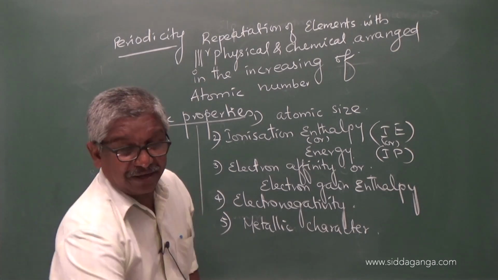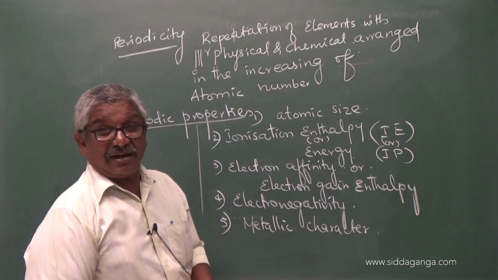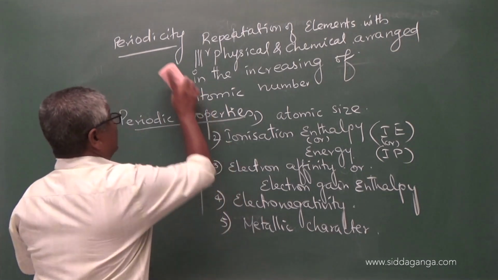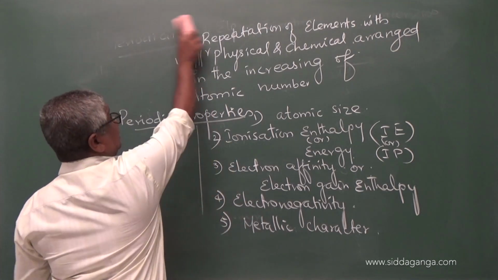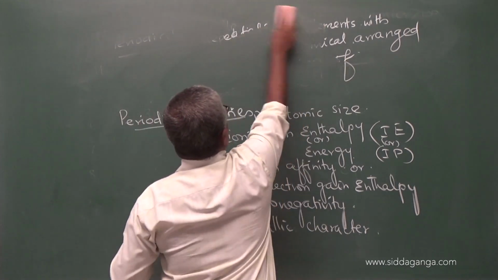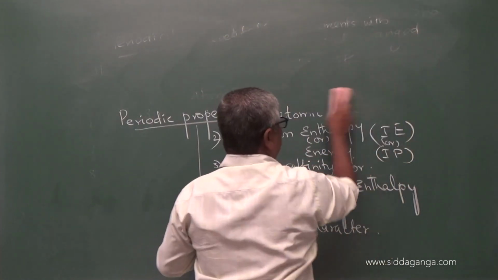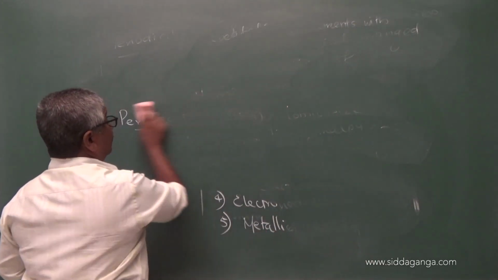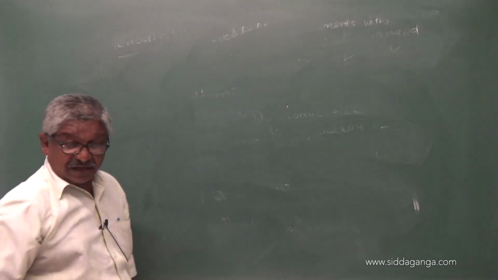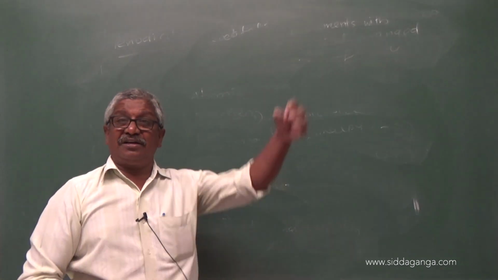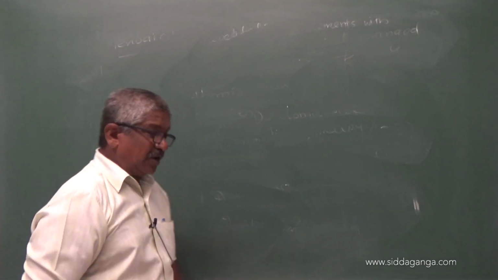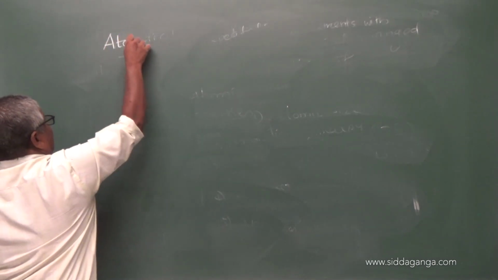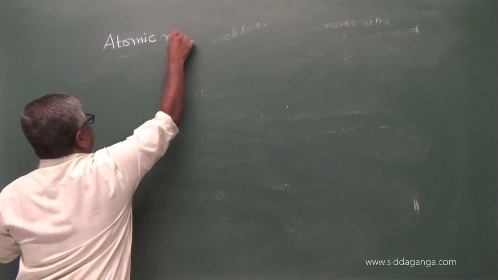First, we will go for the atomic size or atomic radius. So, what is periodicity? Repetition of elements with similar properties arranged in the increasing order of atomic number at regular intervals is called periodicity. So, atomic radius.